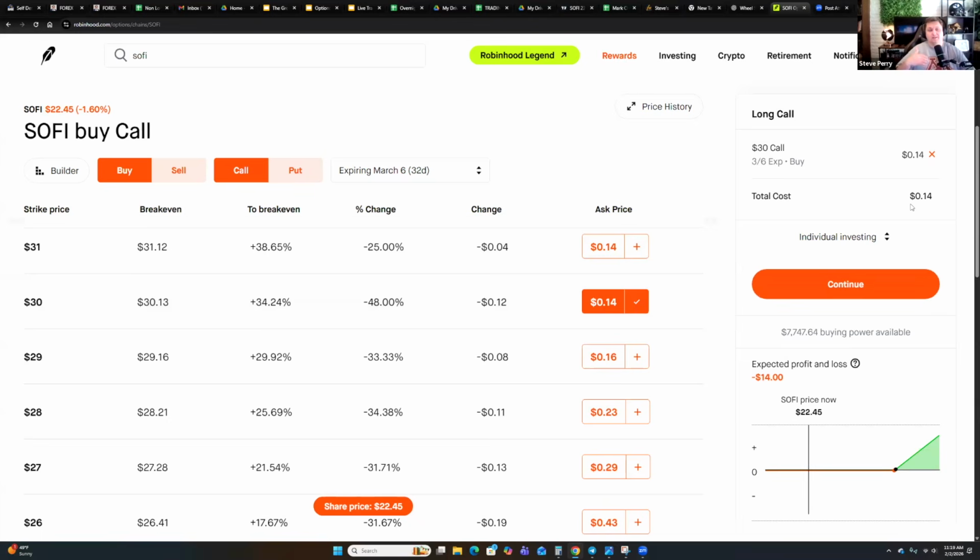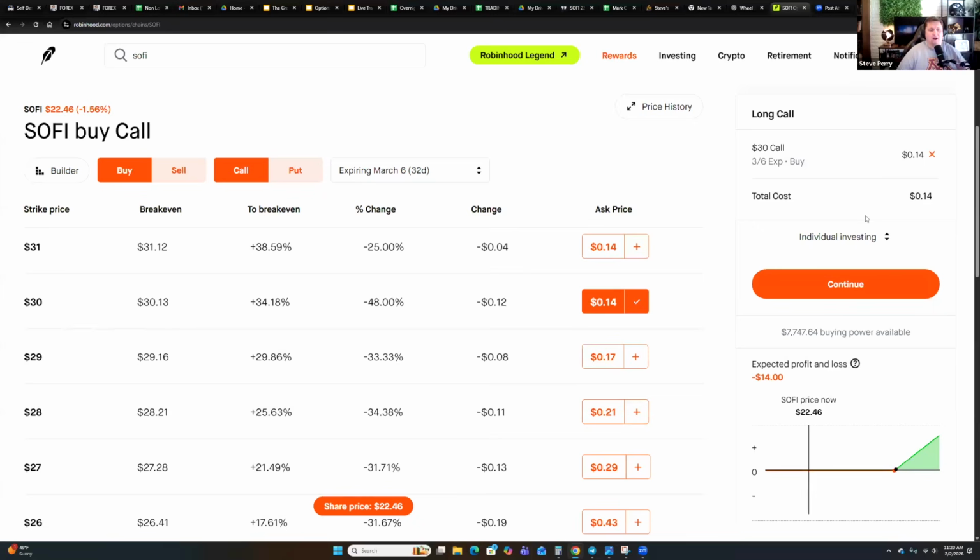Now, if SoFi goes on a tear, let's say some great news comes out and the company is just on a rampage and it looks like they're going to take over the entire banking industry and crazy awesome things happen. I don't know, could happen. Stuff happens, right? And this stock goes over $30 a share within 32 days. Within 32 days, I can exercise this and I can buy SoFi shares at $30 a share. And that's going to benefit me, especially if SoFi goes well beyond that. Let's say it goes to $35 or it goes to $50 by that time.